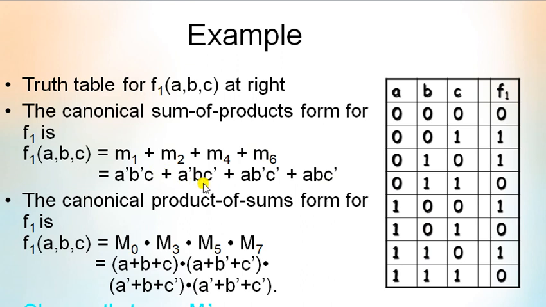So we get the canonical sum of products. And the canonical product of sums for ABC is equal to M0 dot M3 dot M5 dot M7. So for M0, the binary equivalent is 0, 0, 0. For 0, it's the uncomplemented value, so A plus B plus C. Then M3, 0, 1, 1. For 0, it's an uncomplemented value.